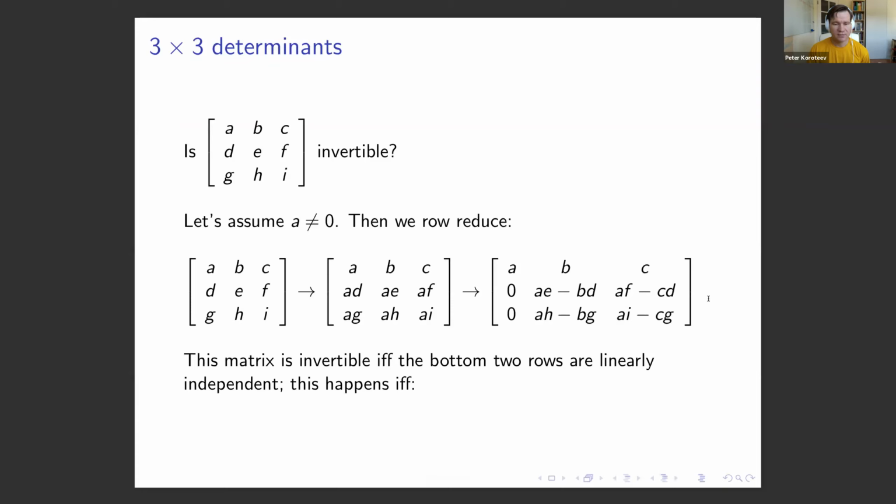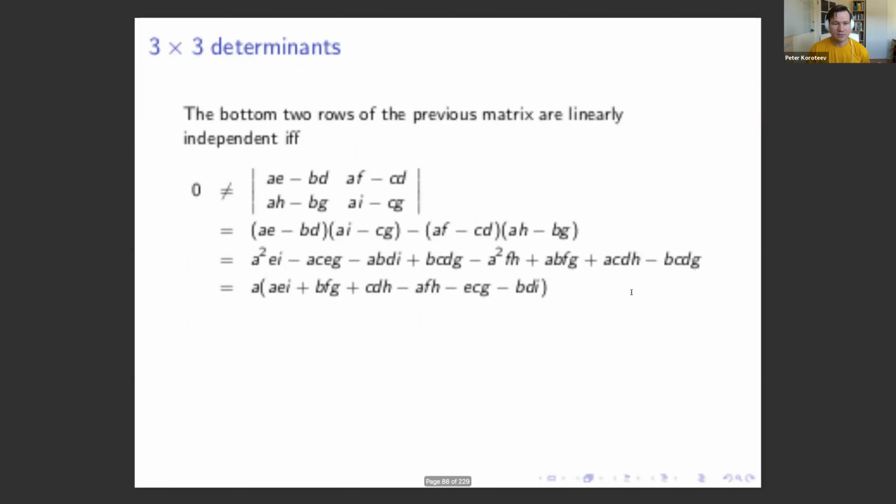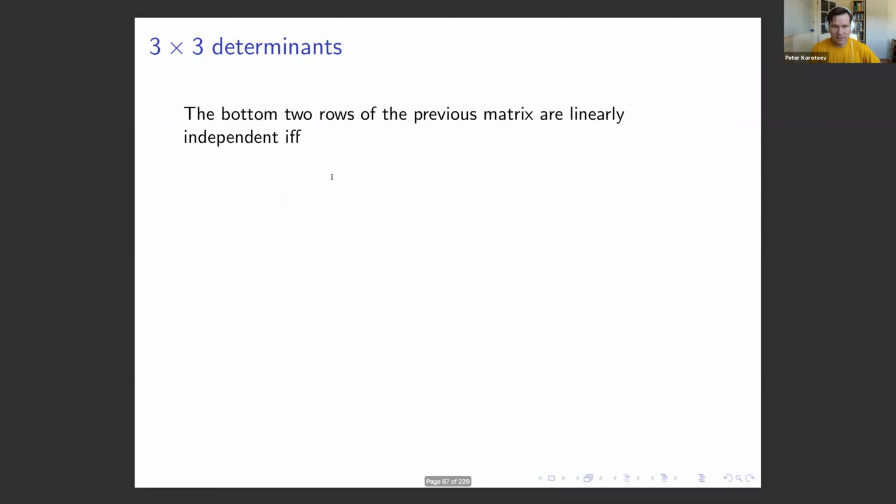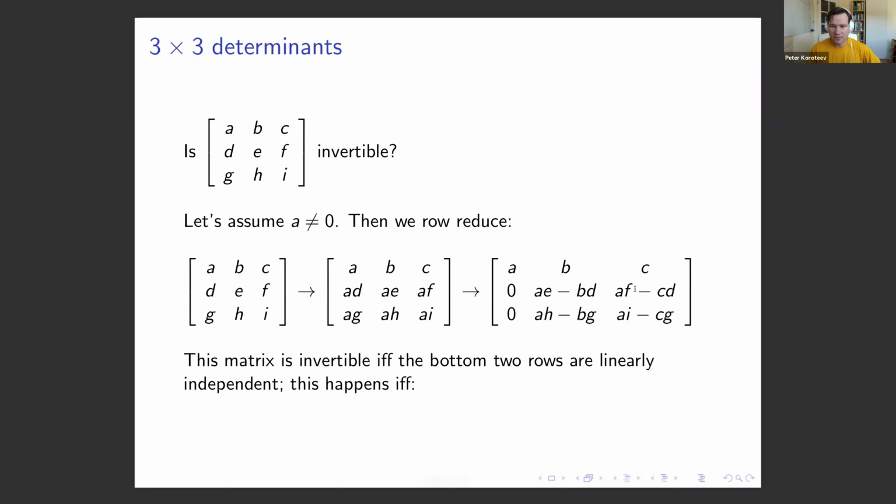Now this matrix is invertible if and only if the bottom 2 rows are linearly independent, right? So when these 2 rows are not proportional to each other. And when does it happen? It happens if the determinant of this 2 by 2 submatrix, formed by the bottom right 2 by 2 table, is not equal to 0. So let's look at this again. These rows are linearly independent if the determinant of this 2 by 2 matrix is not equal to 0. So we can forget about the zeros, and just focus on this 2 by 2 submatrix here.